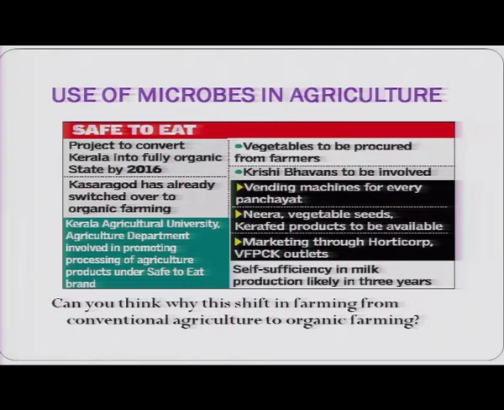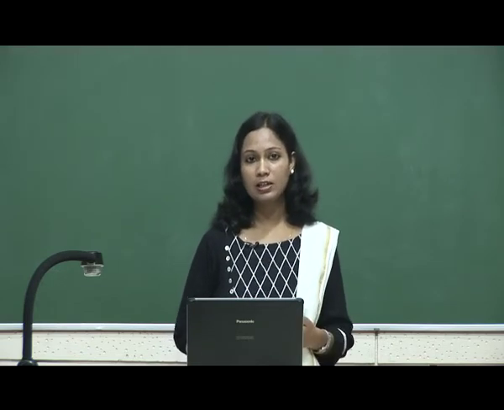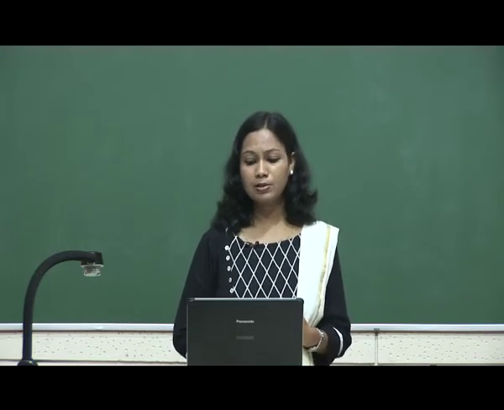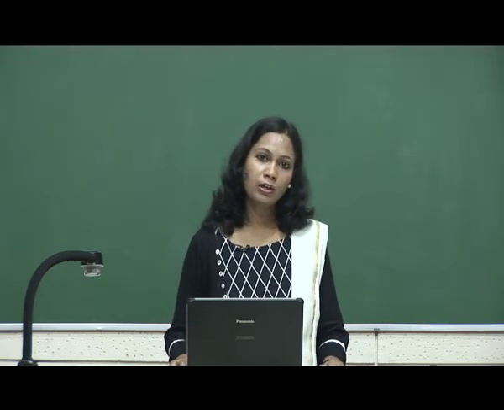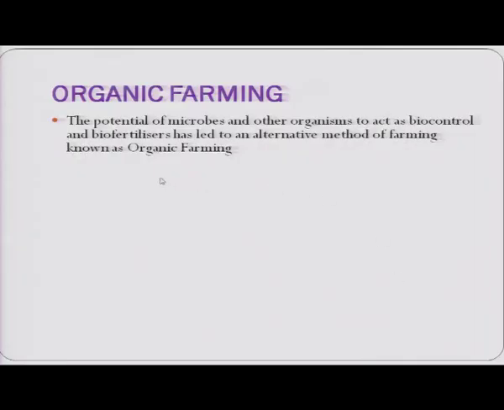One thing which is clear here is that organic farming does not use any kind of chemicals, to say insecticides, pesticides, weedicides or fertilizers, for improving agriculture. So, what is the principle of organic farming? Let us discuss it in detail. Organic farming: the potential of microbes and other organisms to act as biocontrol and biofertilizers has led to an alternative method of farming known as organic farming.